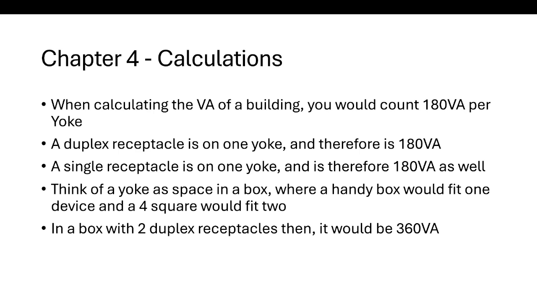So the best way that I can explain this is 1 yoke is essentially 1 space in a box. So a handy box has 1 space for 1 outlet, and a 4 square has 2 spaces for outlets. So therefore, a box with 2 duplex receptacles, a 4 square, would be 360 VA then.